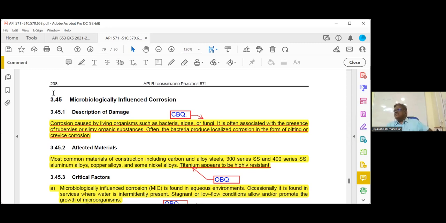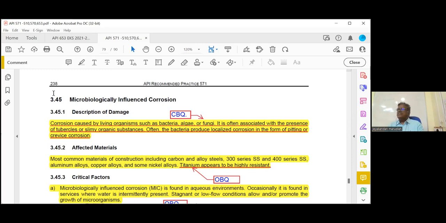Now, what about pH? There is no problem. Temperature also is not a problem. Any pH, 1 to 14, it will happen. How will the appearance be? It will be under deposit attack. Under deposit means when there is a chemical deposit inside, you can see a pit if you remove the deposit. That is called under deposit attack.